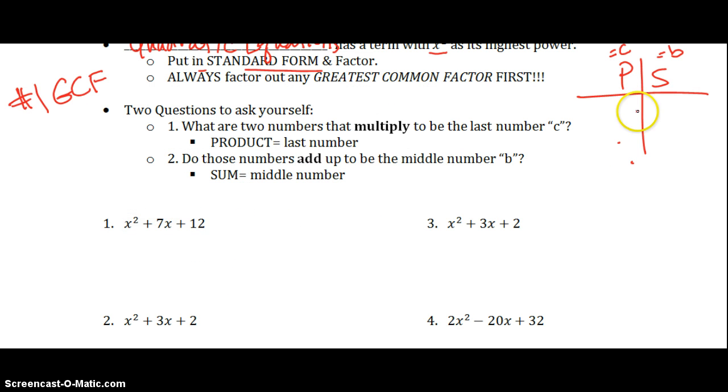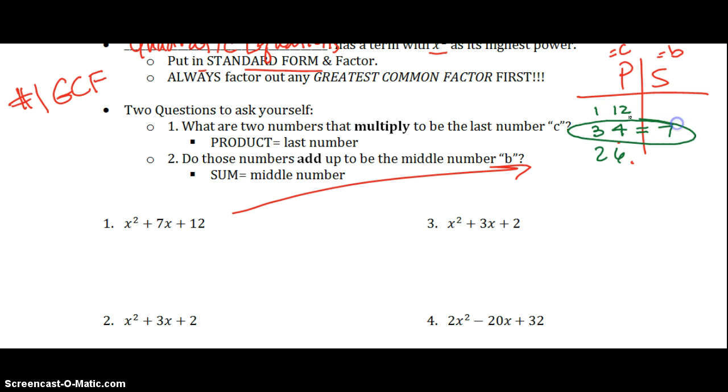So I need a product sum. Let's come back over to this chart. Product sum to multiply to give me 12. Well, it could be 1 and 12. They multiply to give me 12, but do they add to give 7? No. Actually, I should have done 2 and 6. 2 and 6, do they add to give me 7? No. 3 and 4, do they add to give me 7? They do. So that's our winner.